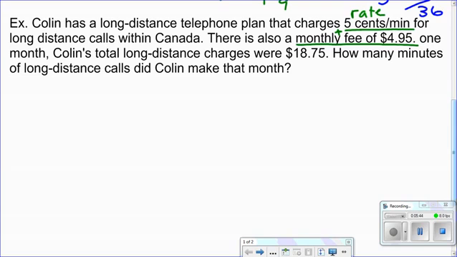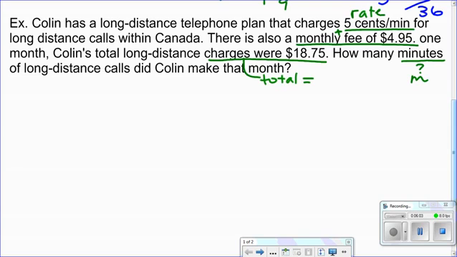So in 1 month, his charges were... charges, that's another word for total, which is another word for equals. Okay, so how many minutes did he call? When it says how many minutes, that means we don't know what that is. That means it's going to be our variable.